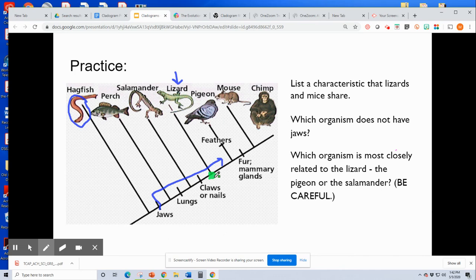And the lizard and the pigeon both have claws or nails, lungs, and jaws. Now, the lizard and the salamander, their most recent common ancestor here, that's older. Remember, oldest is back on here. So that's older. And the lizard and the salamander only have two traits in common, lungs and jaws. So even though the lizard looks more like a salamander, it is more closely related to the pigeon. Okay, it's got a more recent common ancestor and it has more traits in common.